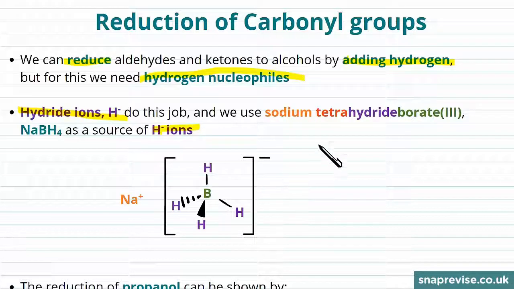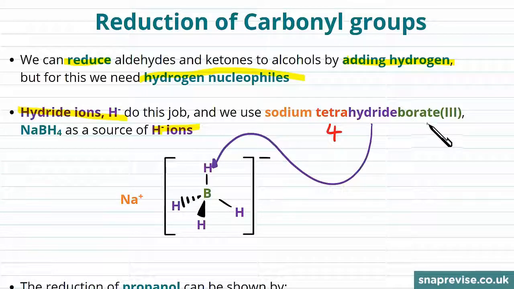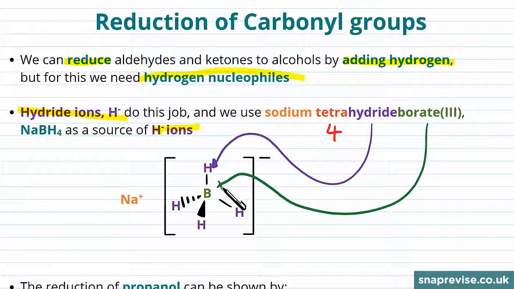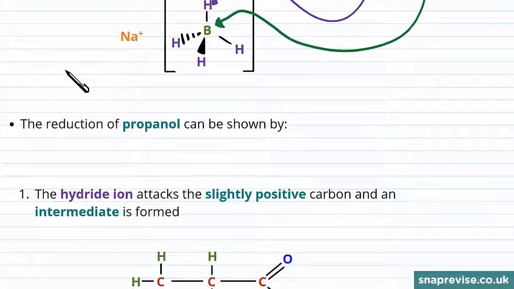And now let's just have a think about why it's called tetrahydridoborate(III). Tetra means 4, and then the hydride refers to the 4 H- ions that provide the H- ions for the nucleophilic addition. The borate(III) refers to the central atom that all the hydrides are attached to, boron, which has a 3+ charge. We can now consider how to use this NaBH4 in the reduction of propanal.